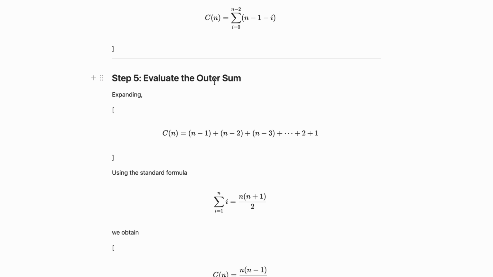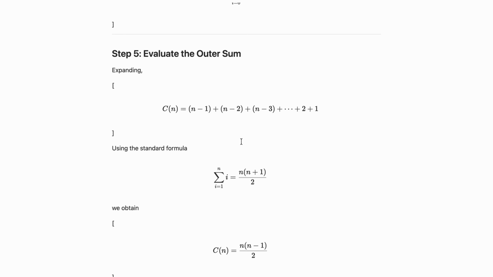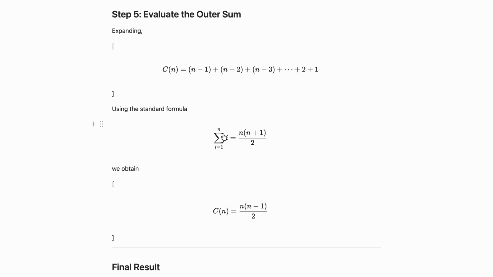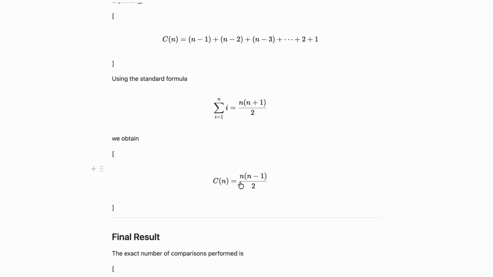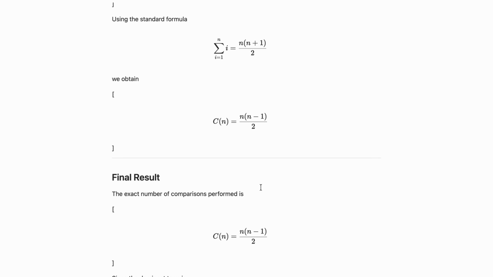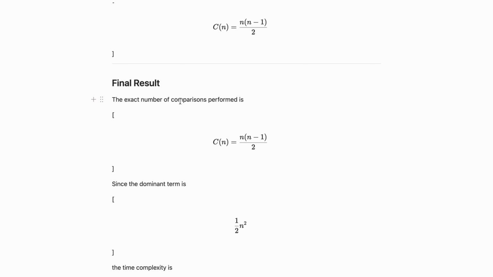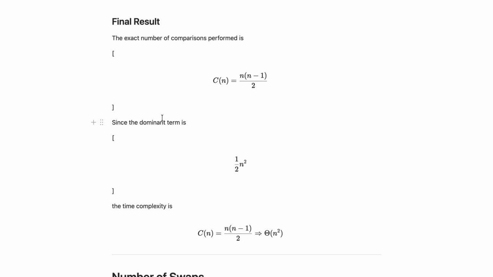And in step 5, evaluate the outer sum by expanding. C(n) equals n minus 1 plus n minus 2 plus n minus 3 plus, at the last, 2 plus 1. From this equation we can get, using the standard formula, the summation of i from 1 to n of i, which becomes n into n plus 1 divided by 2. We obtained C(n) equals n into n minus 1 divided by 2. So the final result is that the exact number of comparisons performed is n(n minus 1) divided by 2, since the dominant term is 1 by 2 n square, while rearranging this equation will become this.